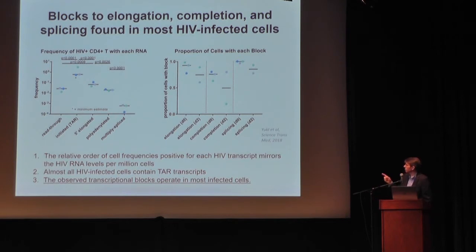The y-axis shows the proportion of infected cells that have blocks at each stage, with 1 being 100%. On the x-axis are the different stages, and day 0 and day 2 are the unstimulated and activated. And you can see that in cells straight out of the patient, most cells have these blocks to elongation and completion and splicing. And when we activate them, that proportion decreases dramatically, suggesting again that these transcriptional blocks are operating in most infected cells in patients.